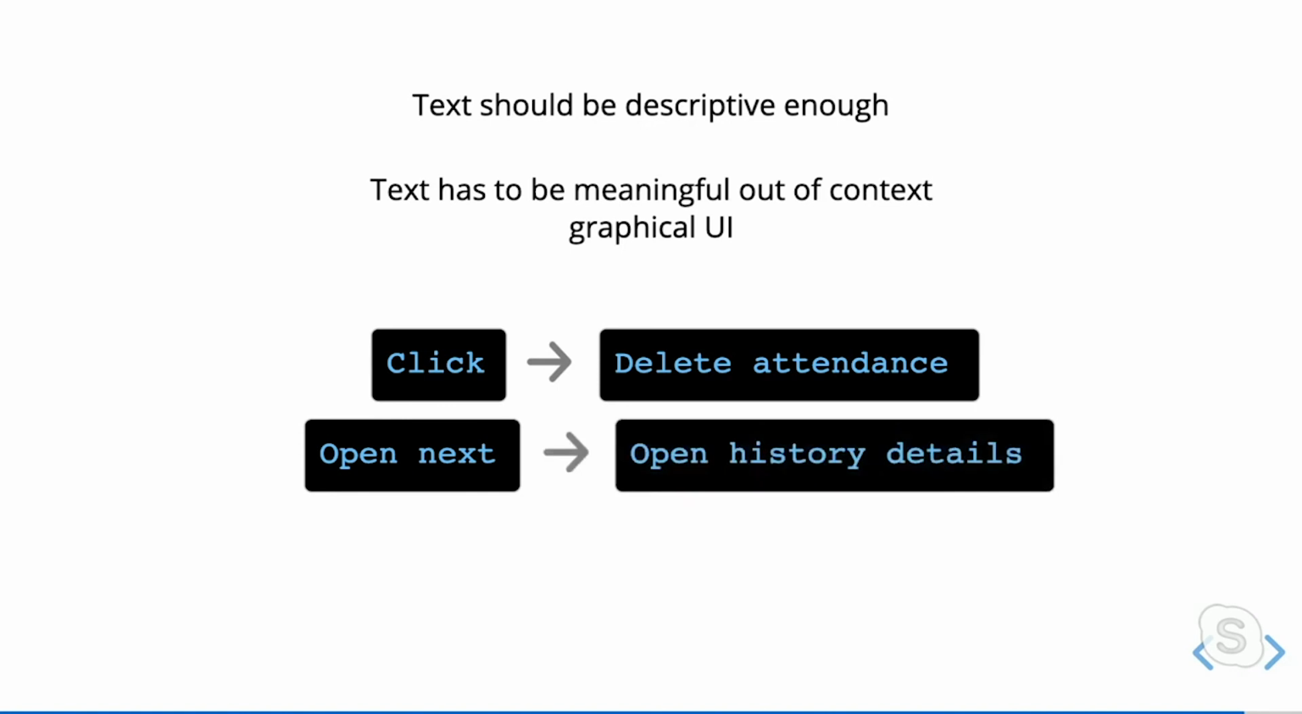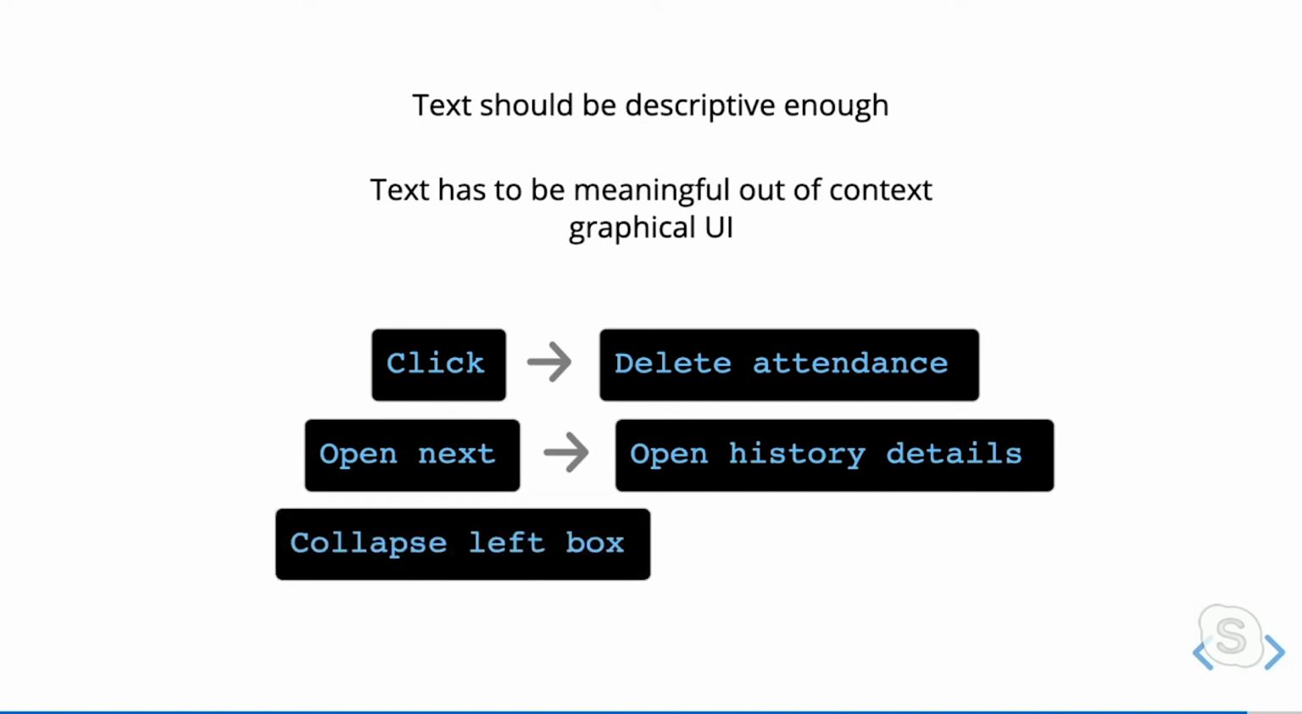Open next, the better way, open history details. Okay, I know right away this one will open some details. And the last example is about avoiding relying on the layout or on the graphical change. Collapsing left box.